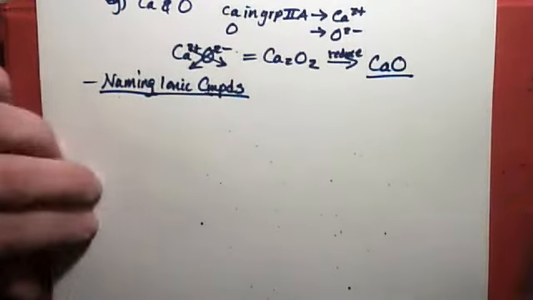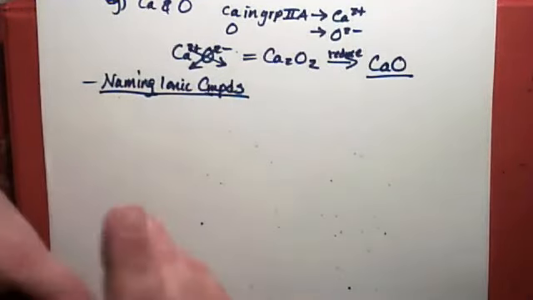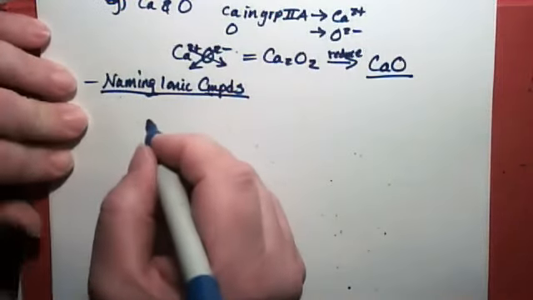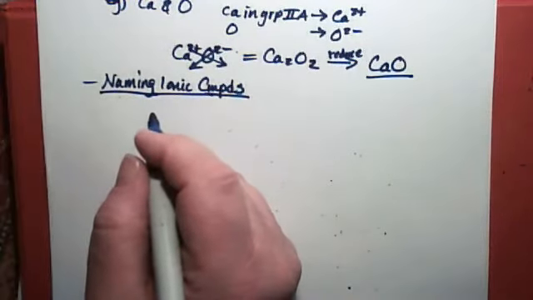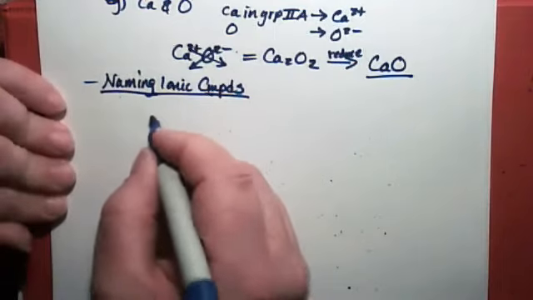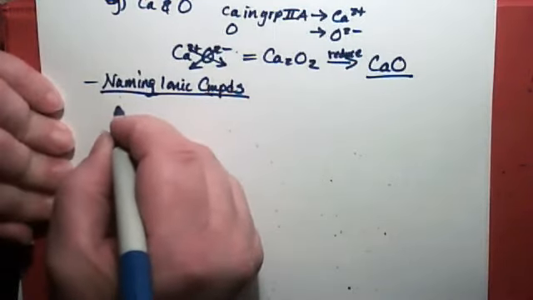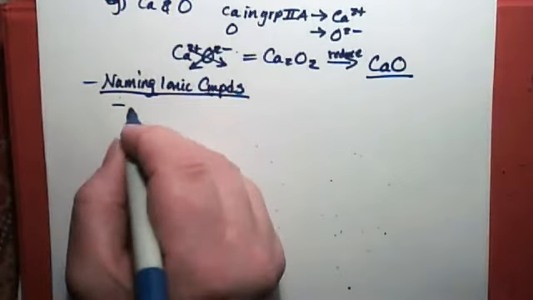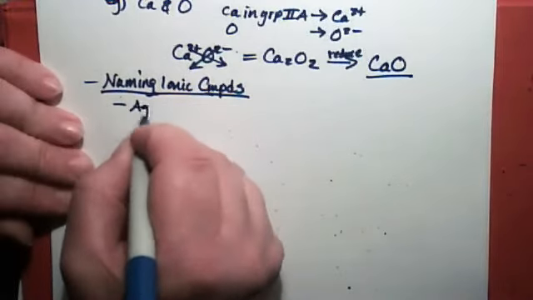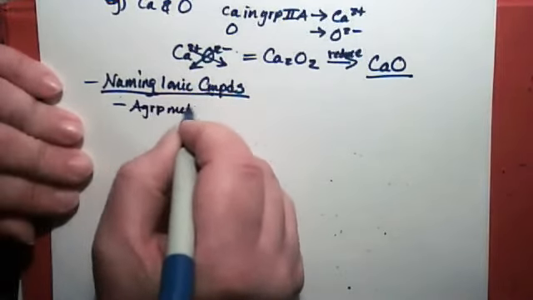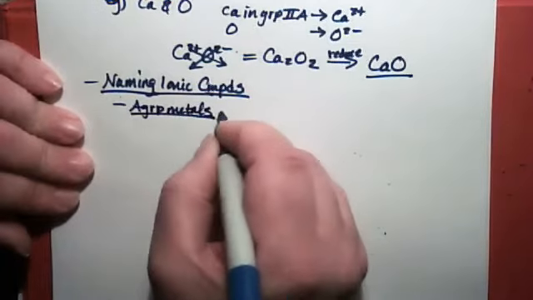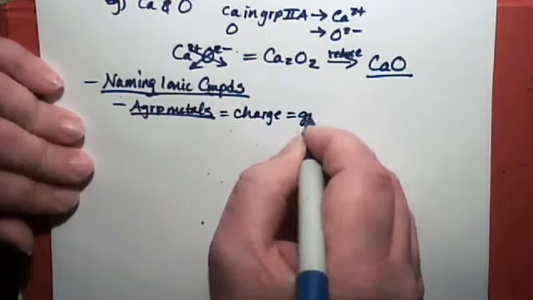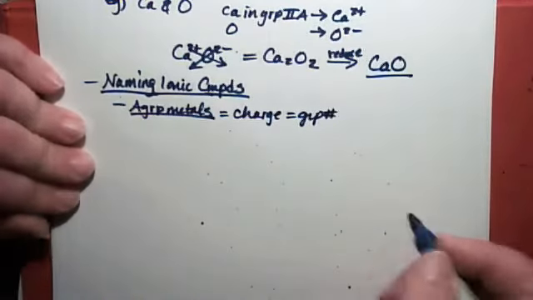Okay, so for naming ionic compounds, we want a system so that you can derive the name from the formula and vice versa. And knowing, first of all, what we need to know is the charge on the ion. And we know for the A group metals that the charge is equal to the group number.